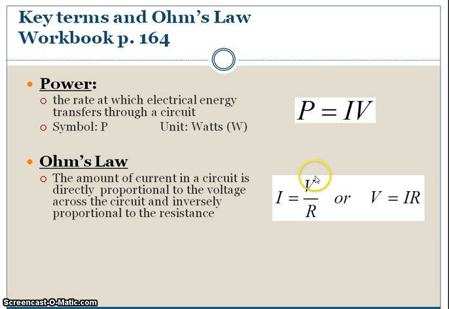So if you think about this, if you have more batteries, if you have more voltage in your circuit, that's going to make your current higher. And if you have more electrical resistance, that's going to make your current lower, so that's an inverse relationship there. Sometimes you'll see it written as V is equal to I times R.